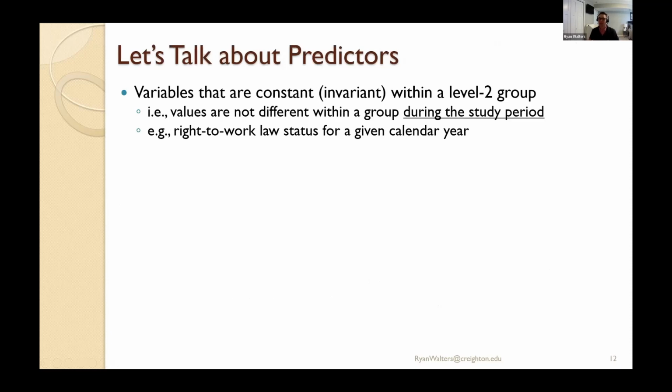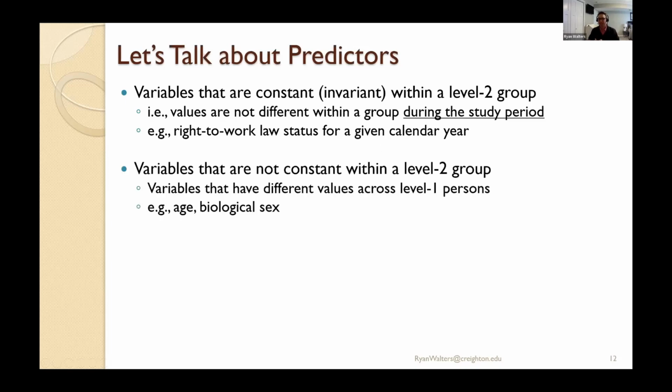So there's going to be 2 types we're going to talk about. The first is those that are constant within a level 2 group. So for our example, we're going to have people nested within states. A right to work law for that state is a constant for our study period, which means that every single row of data, every single person within a state is either going to have, yes, that state is a right to work law, or no, it is not. And it's going to be constant for every single person. These are level 2 group level predictors. They are constant or invariant within a group.